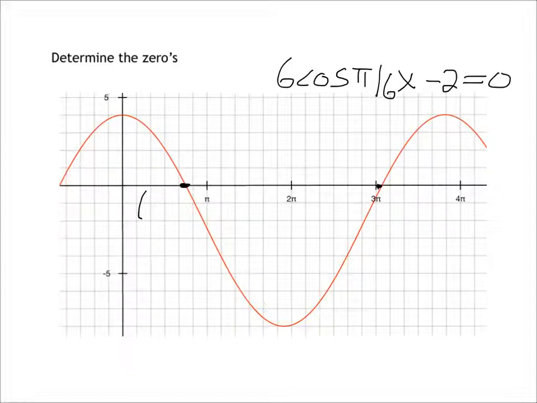And those zeros are at 2.35. Our y value will be 0 there. And our y value will also be 0 at 9.65, roughly.